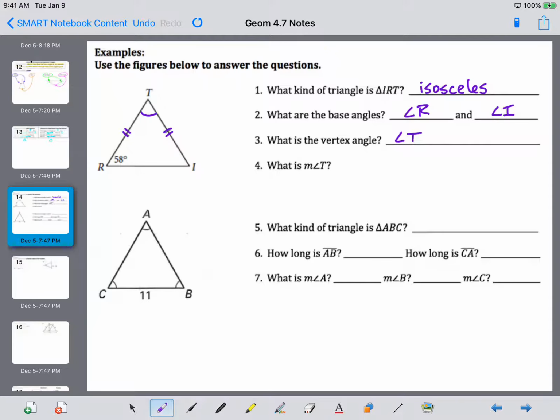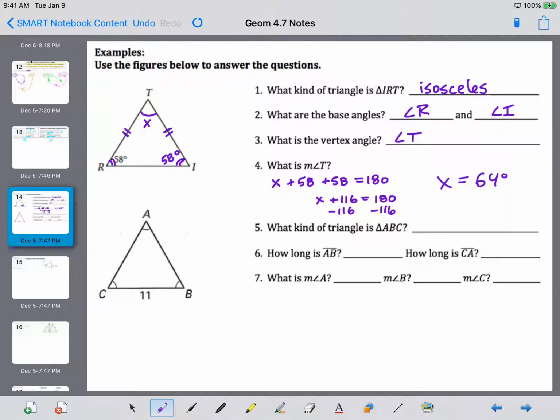The vertex angle would be the one where the two congruent sides meet, so that would be angle T. And we can use some algebra here to find the missing angle, angle T. We actually know that R has to be the same number of degrees as I because those are the base angles and they're congruent. So we know those are both 58 degrees. And I'll call this up here X. Well, we know X plus 58 plus 58 has to equal 180. If you add those together, you end up with X plus 116 equals 180. So if you subtract that 116, you would get your X of 64 degrees.